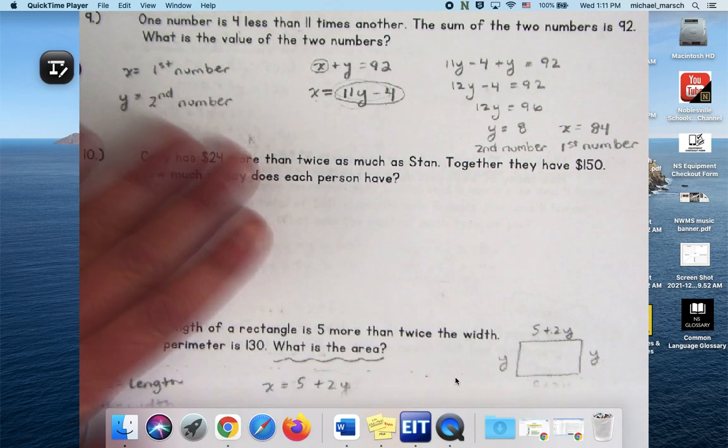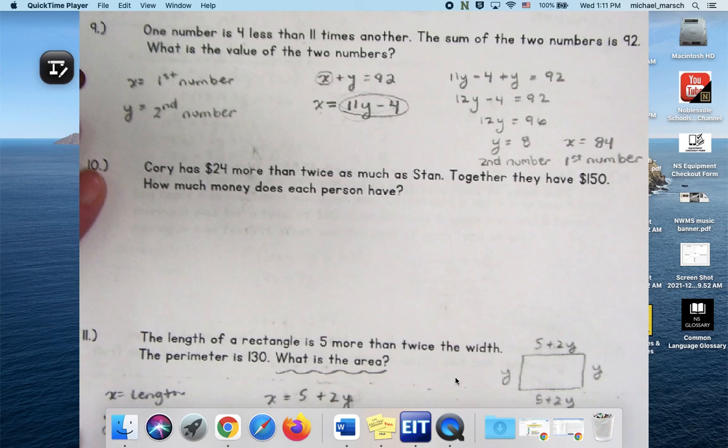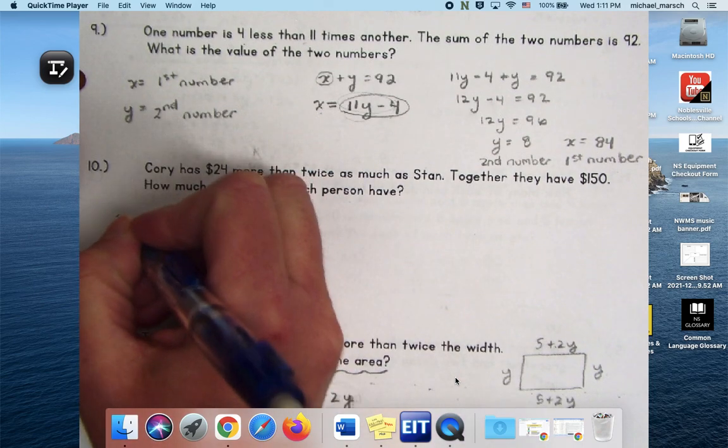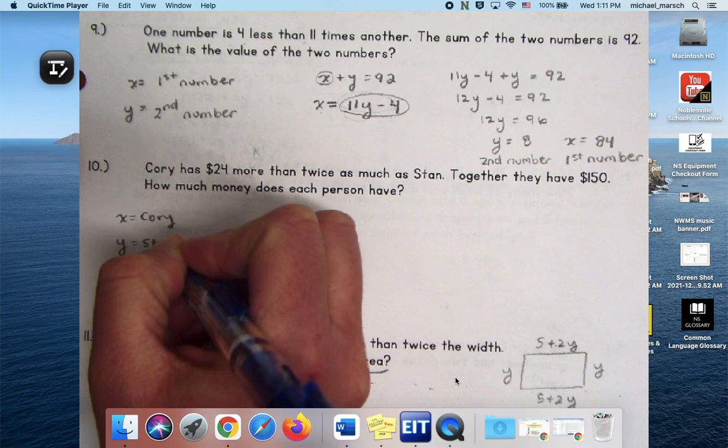I don't think I did number 10. So let's do number 10 now. What are going to be my x and y values? Corey and Stan. X will be Corey. Y will be Stan.